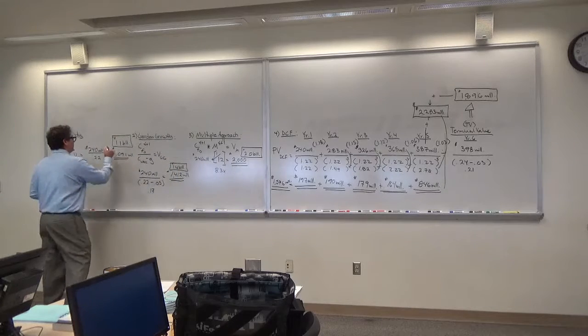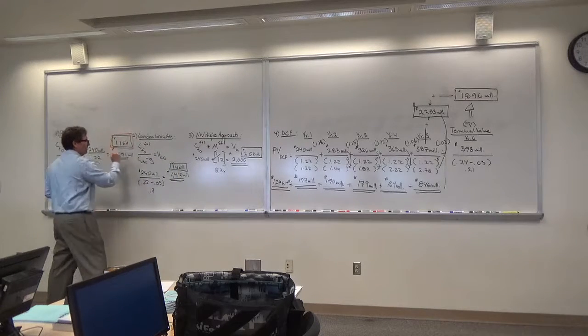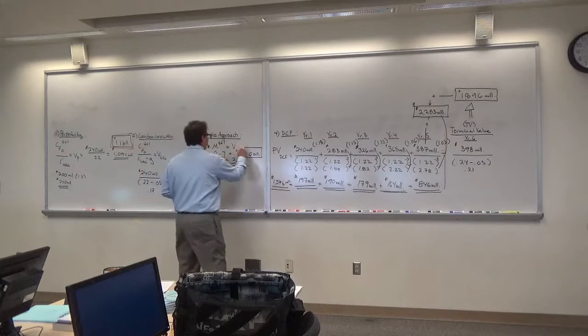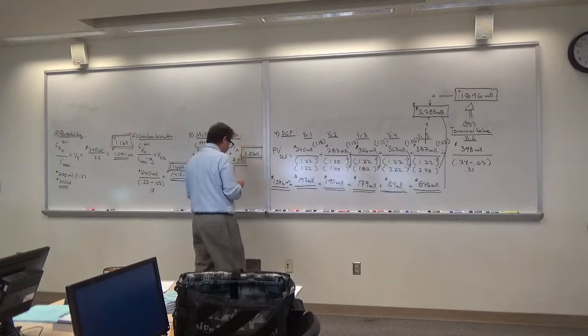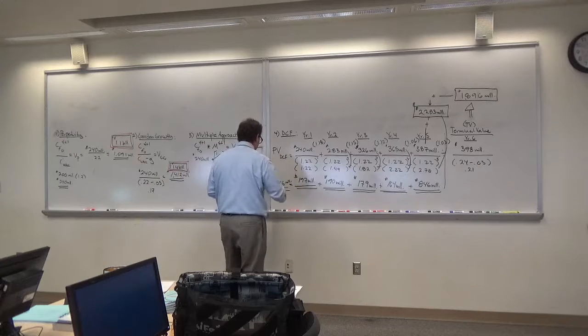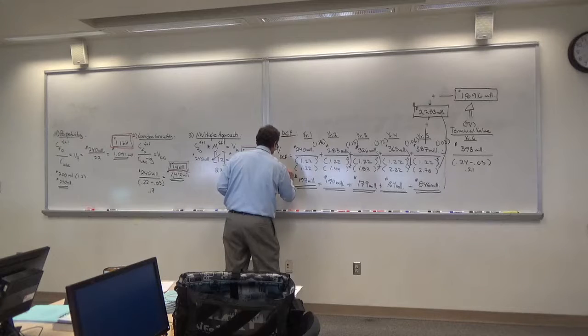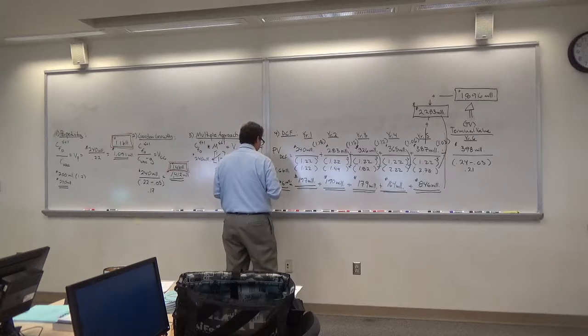So we got perpetuity, 1.1 billion. We got Gordon growth, 1.4. We got the multiple approach, 2 billion, and for the DCF we got 1.6 billion. Okay, got it.